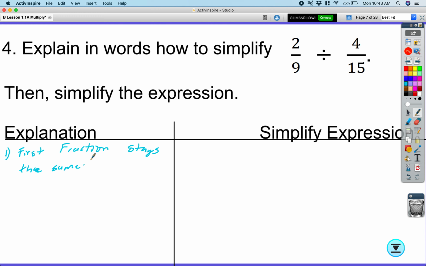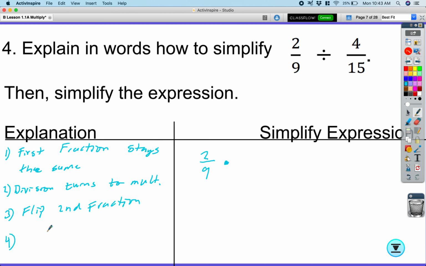So nothing changes here. If we were to simplify this, this would just be 2/9. Second step is division turns to multiplication. All right, so let's turn this to multiplication. And then what we're going to do is flip the second fraction. And then the final step is just solve just like it was a multiplication now.